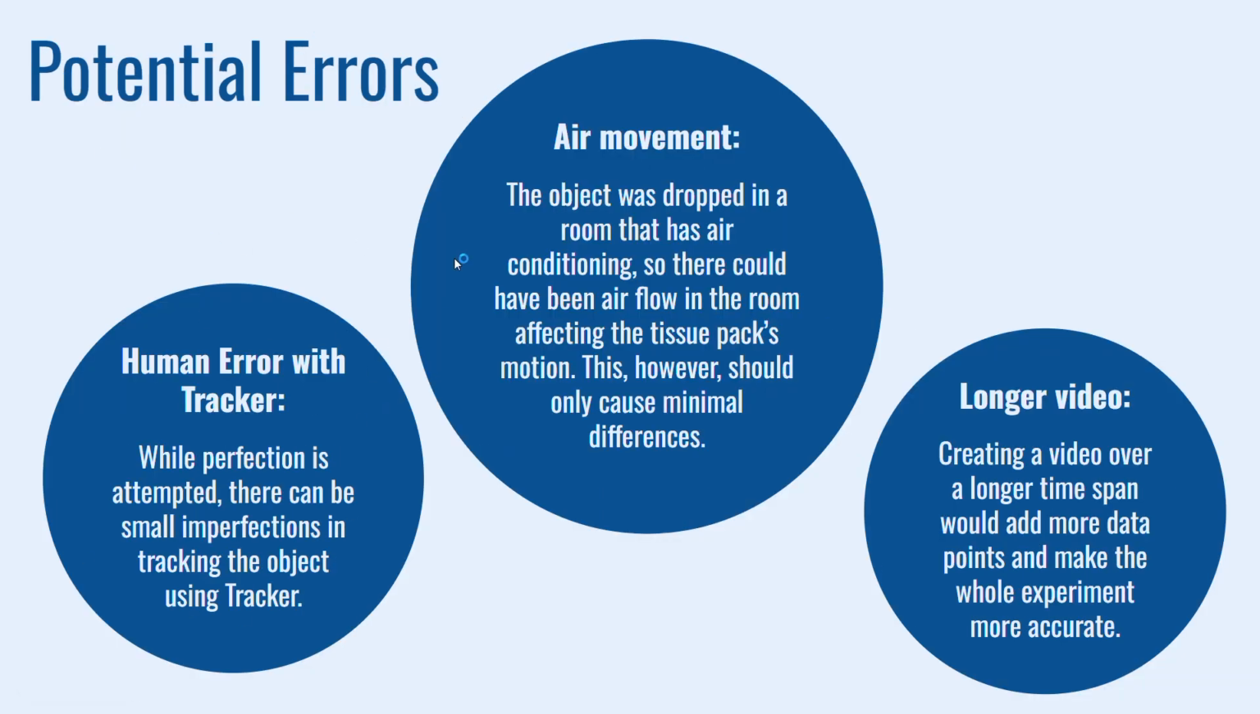So there's always potential errors. Human error is always reduced as much as possible, but I have to manually input the positions in Tracker. And then air movement in the room, while this maybe made very tiny minimal differences, is realistically an error that could have occurred. And then a longer video is always better because it gives me more data points to work with. So if I had a longer video, I could have probably made everything slightly more accurate too.